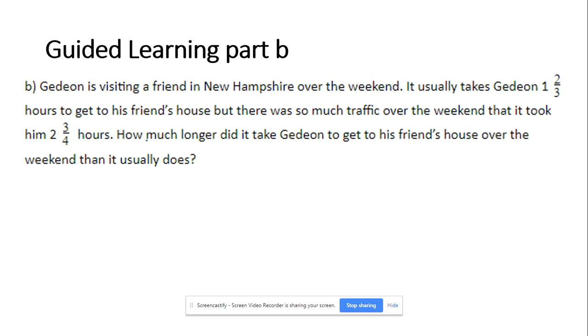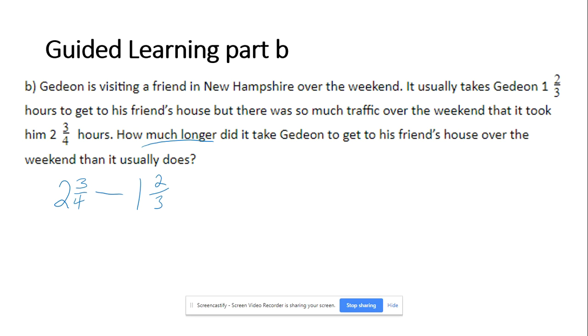Well, I'm looking and I'm seeing that how much longer most likely means I'm subtracting. So I know that I'm going to use my subtraction sign. My 2 3/4 hours is my larger number. It's how much he ended up driving over the weekend. And 1 2/3 hours is how much it usually takes him to drive.